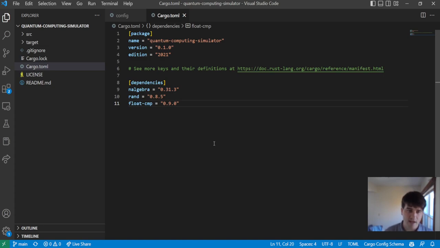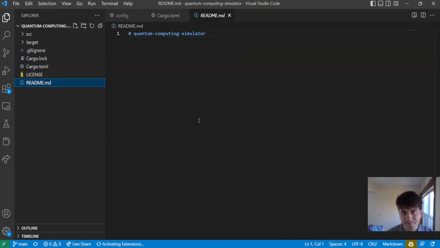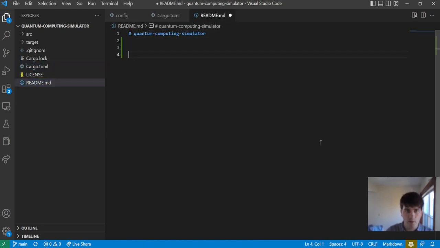Rust doesn't have an approximately equal assertion, which is kind of tedious when you're testing floats a lot. And so this float compare, or float CMP, crate has nice macros for that I figured we could take advantage of. So I pulled those in, and I'm not going to go crazy in the readme. I'm just going to give a brief outline of the plan.